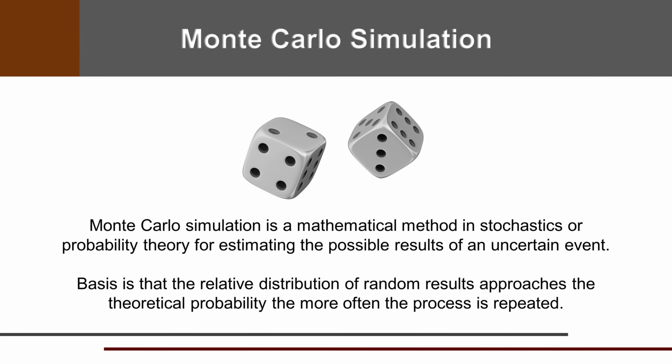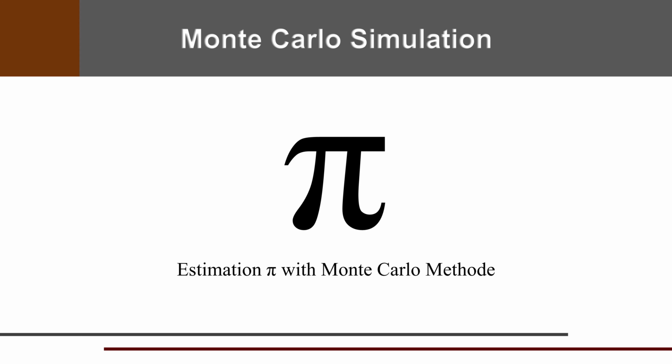Monte Carlo simulation is a mathematical method in stochastics or probability theory for estimating the possible results of an uncertain event. The basis is that the relative distribution of random results approaches the theoretical probability the more often the process is repeated. The famous example of Monte Carlo simulation is the estimation of pi. You can find many examples about it online.